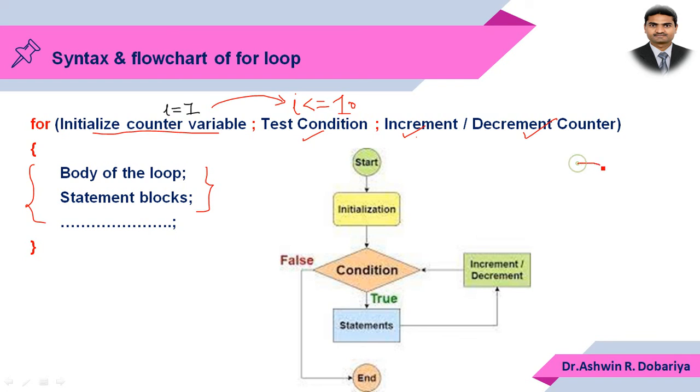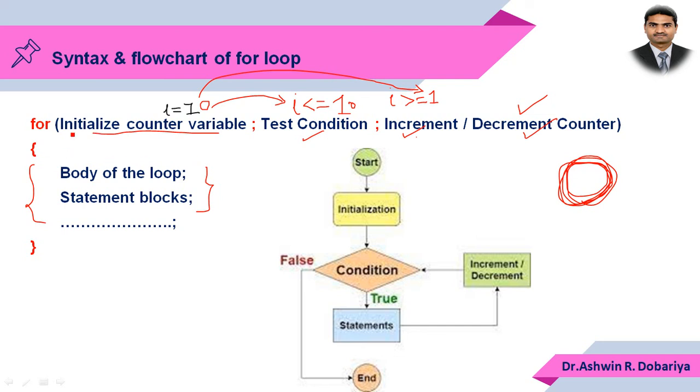Suppose in the first iteration we say 10, then in the second iteration we say 9, 8, 7, 6, 5. It means our starting value, the initialization, is 10. If you assign the value 10, then the condition changes. We have to give a condition like I is greater than or equal to 1. So we have to start from 10 and reach up to 1. It means at that time we have to decrement the counter. So this is a very important point while you write the for loop.